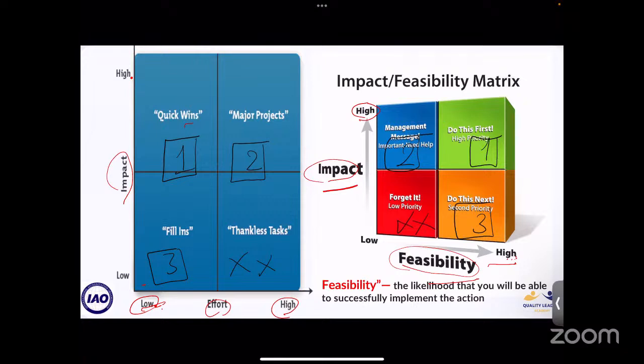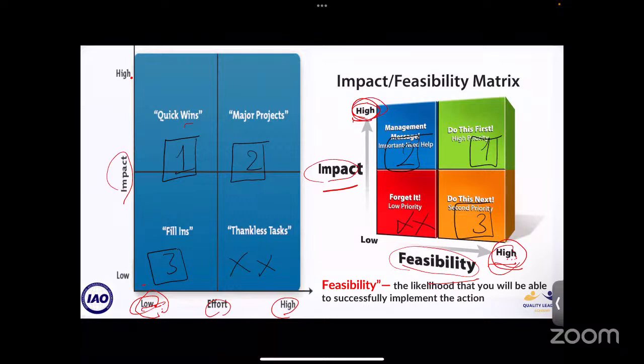The difference between effort and feasibility: if we're talking about effort, we are looking for low effort and high impact. But if we are talking about feasibility, we are looking for high feasibility and high impact solutions.